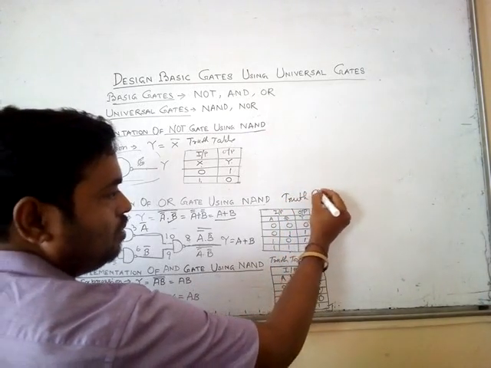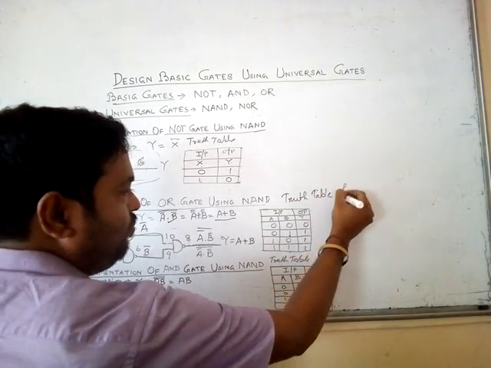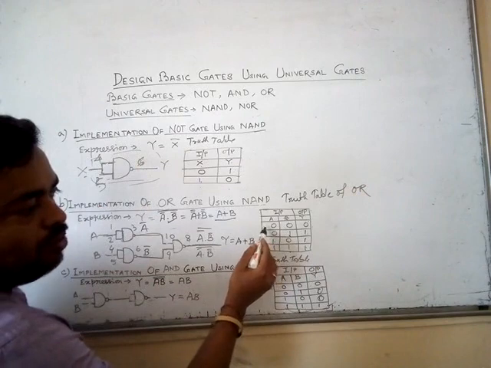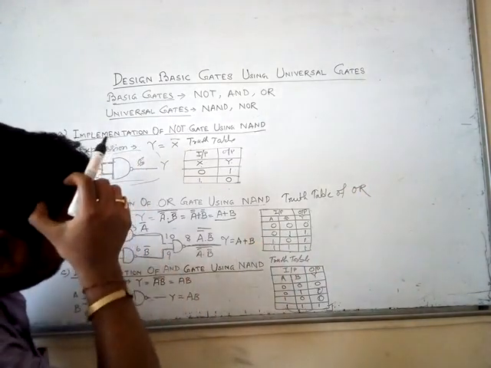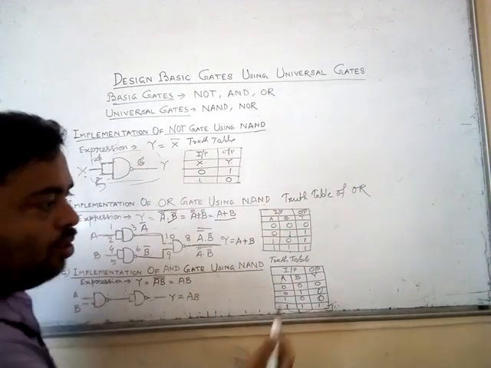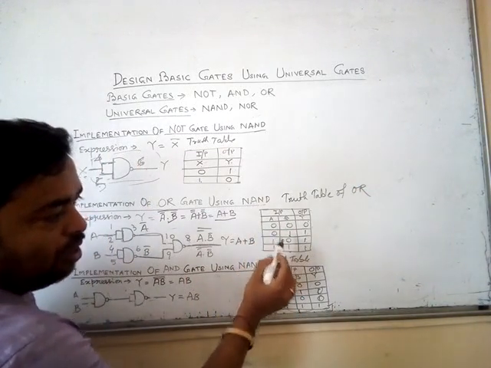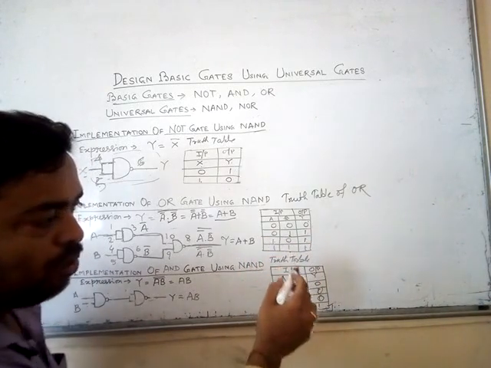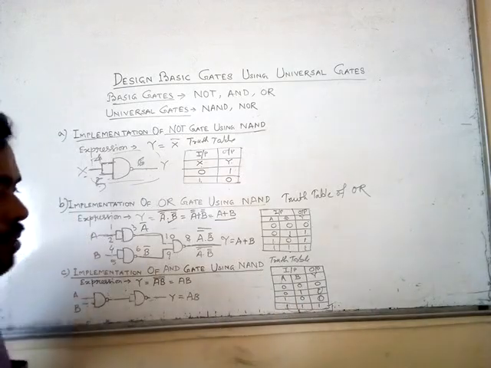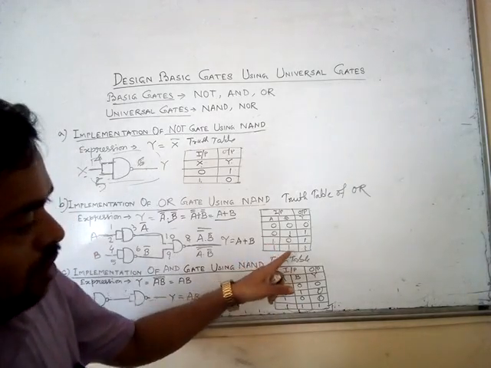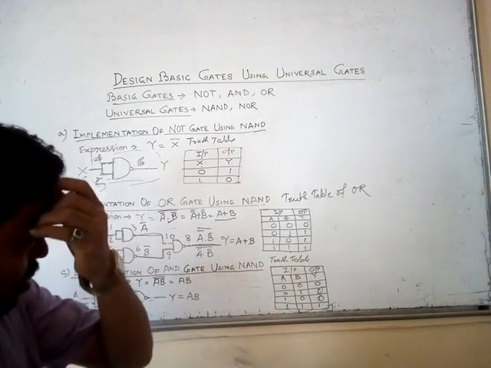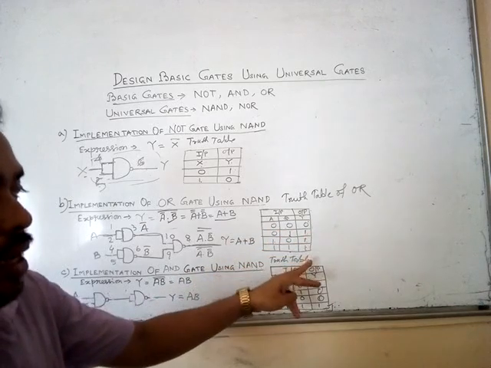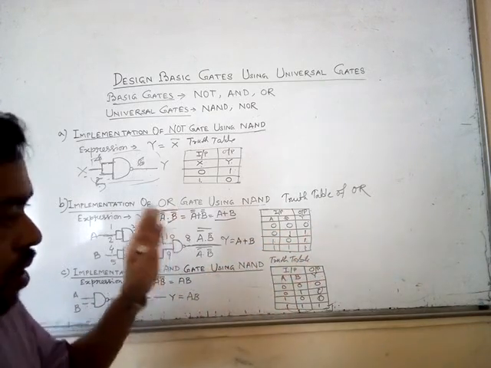This is the truth table of OR. So we can see whenever we give inputs 0 and 0, the output is 0. Whenever we give 0 and 1, output is 1. Whenever we give input 1 and 0, output is 1. And finally, whenever we give input 1 and 1, output is 1. So what we see is that if any input is high, then the output will be high. It is the feature of the OR gate.